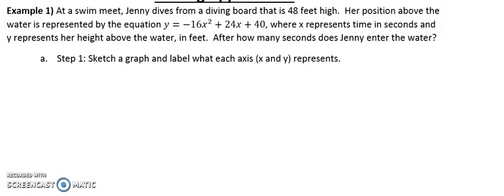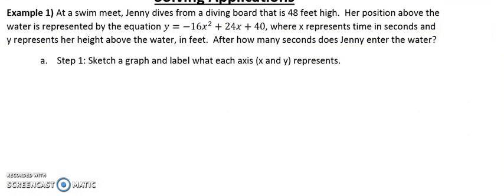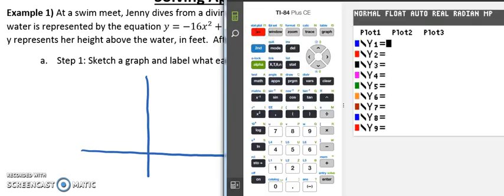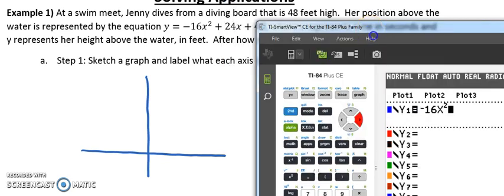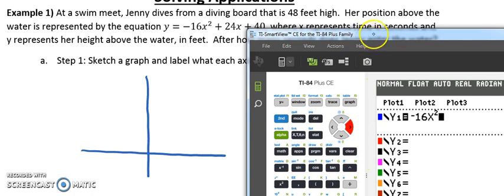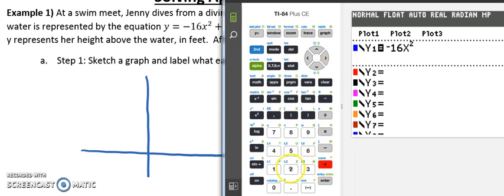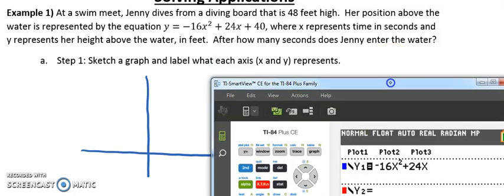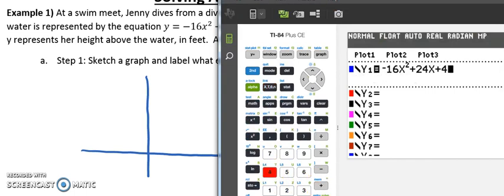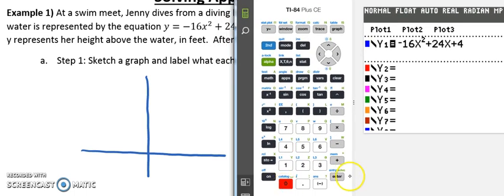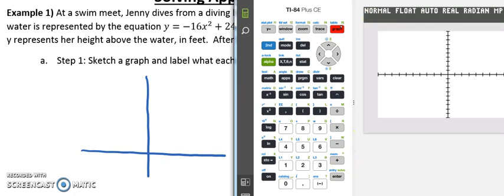Okay, so let's discuss this. We're going to sketch a graph. We're going to go in the calculator and hit y equals. Now, we've learned in class how to type these in, so I'm not going to talk as much about typing things into your calculator, only because we talked about it in class already. So boom, boom, and then plus 40. Okay, let's graph this.